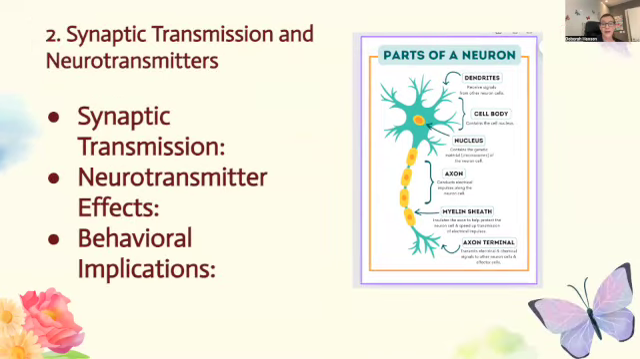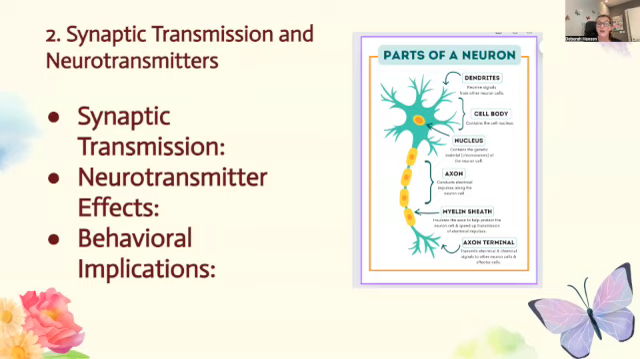The next one we're going to look at. Once the action potential reaches the end of the neuron, the axon terminals, it's time for the next step, the synaptic transmission. At the synapse, which is the space between the neurons, the action potential triggers the release of chemicals called neurotransmitters. These molecules cross the synaptic cleft and bind to the receptors on the next neuron, passing along the signal. Neurotransmitters can either excite or inhibit the next neuron, determining whether it will fire an action potential.